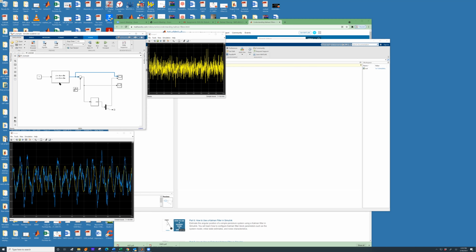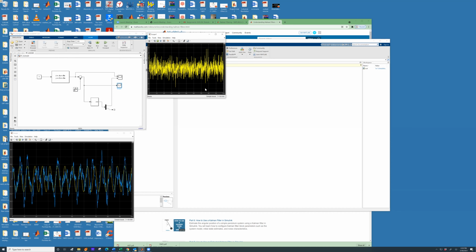So what I want you to do is track this scope. Here you see a yellow line. This yellow line is actually the true value. Now, this true value is corrupted by this noise source. And what happens is, once you corrupt this true value, you get this noisy value.